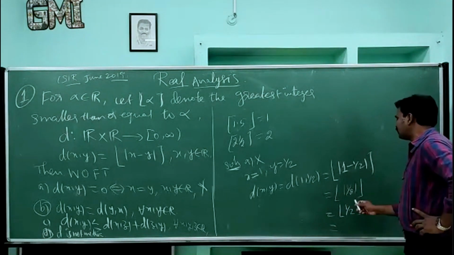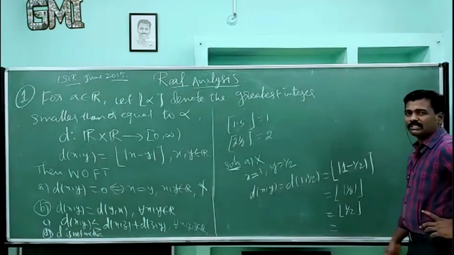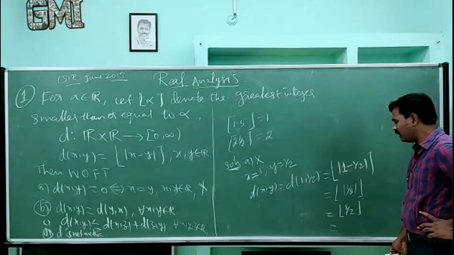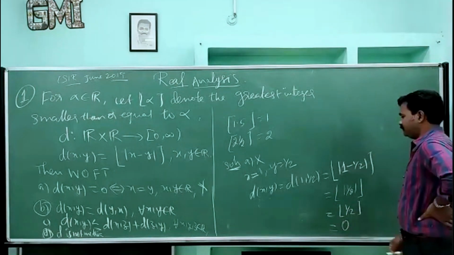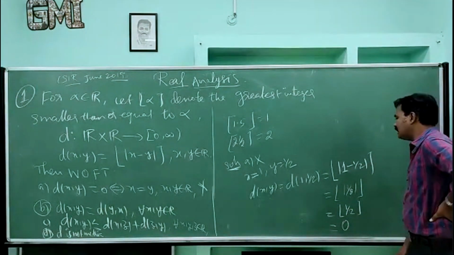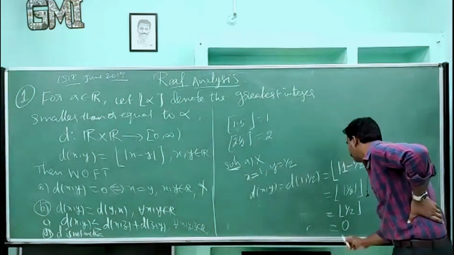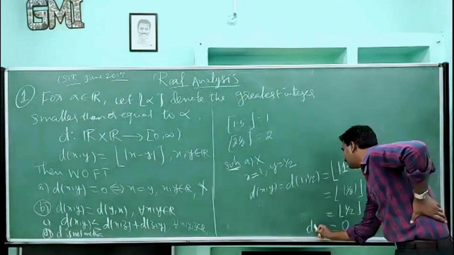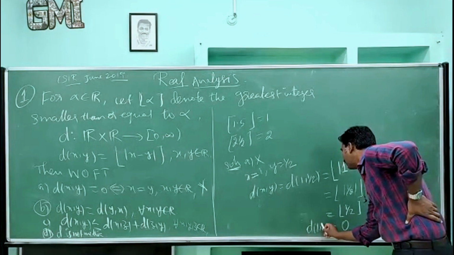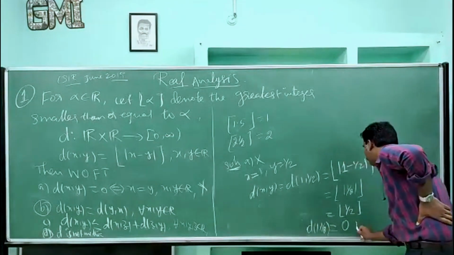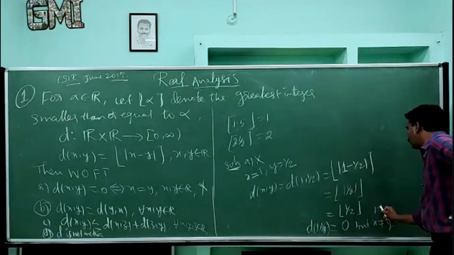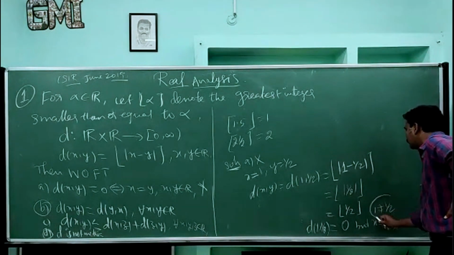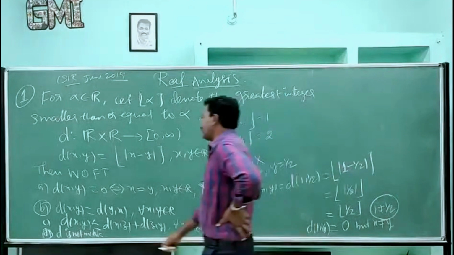Sorry, not necessarily mod. 1/2 is a positive number, so you can take the modulus as itself only. So the greatest integer of 1/2 is 0. So d(1, 1/2) = 0, but x is not equal to y. 1 is not equal to 1/2. We know it very clearly, right? So what is that meaning?